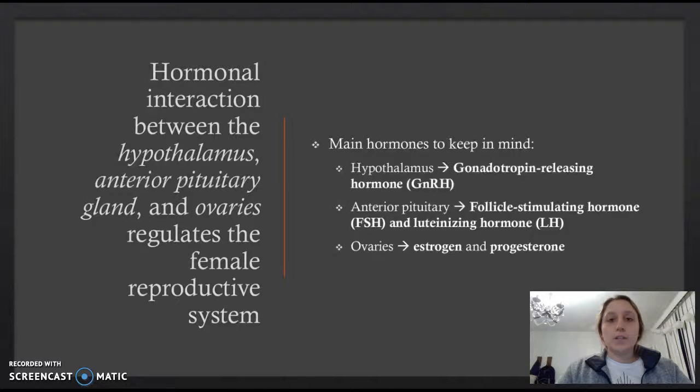It's important to note that the hormonal interactions between the hypothalamus, the anterior pituitary, as well as the ovaries regulate and drive the female reproductive system. The main hormones to keep in mind throughout the lecture are gonadotropin releasing hormone, which is secreted from the hypothalamus, which can stimulate the production of the follicle stimulating hormone and the luteinizing hormone as released from the anterior pituitary. Also, estrogen and progesterone that are released from the ovaries are other crucial hormones in the regulation of the female reproductive system.